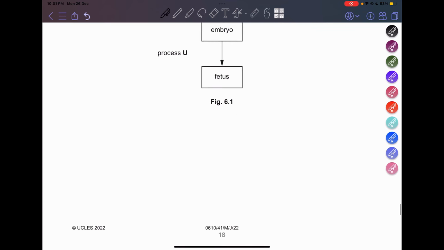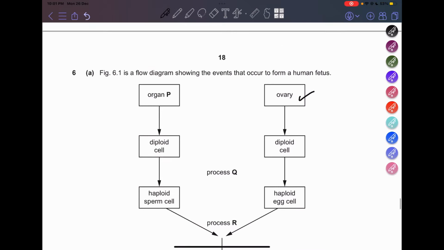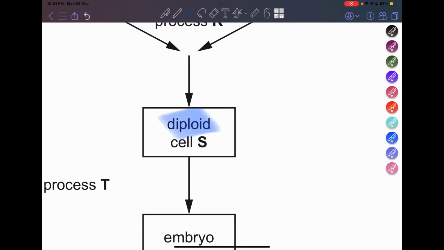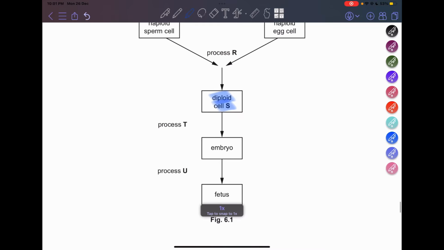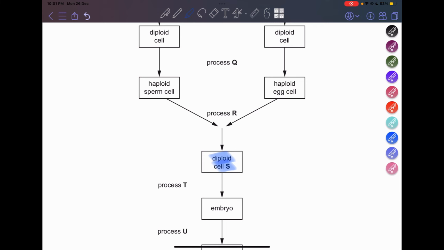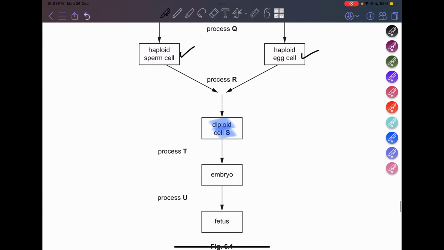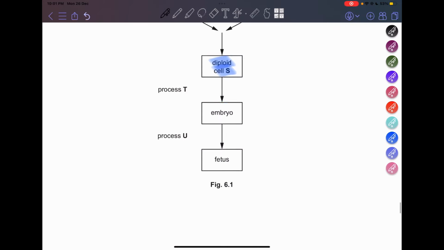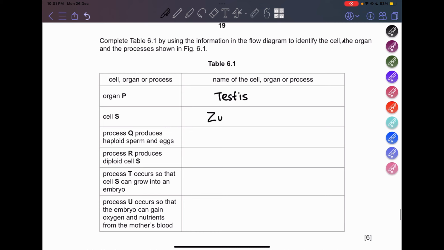Cell S. So let's have a look at cell S. Cell S is right over here. Diploid cell S. So actually, it is going to be the zygote. This is because the haploid sperm cell and the haploid egg cell have been fertilized together to produce the diploid cell S. So we are going to write down that it is the zygote.